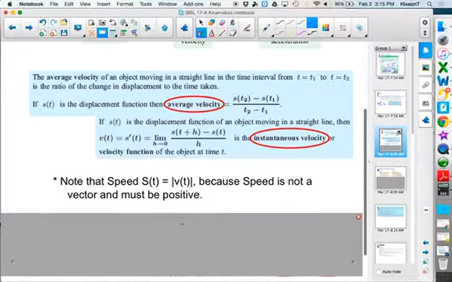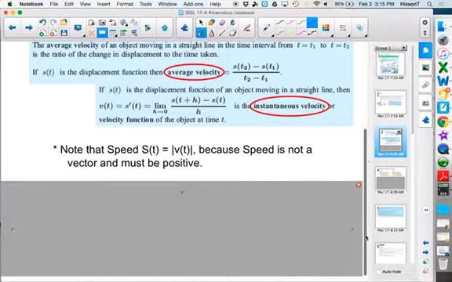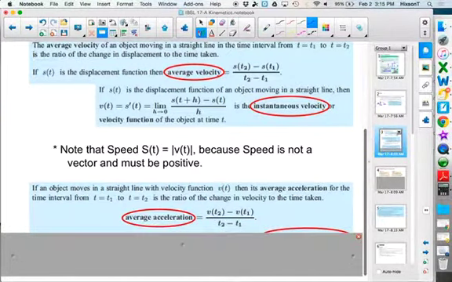Okay? I already mentioned this. You can find your average acceleration by looking at the change in your velocity over the change in time. So, we could be driving 60 miles an hour. We speed up really fast to get past this car, and then we slow back down to 60 miles an hour. Our average acceleration is 0 because we started and ended at the same velocity.